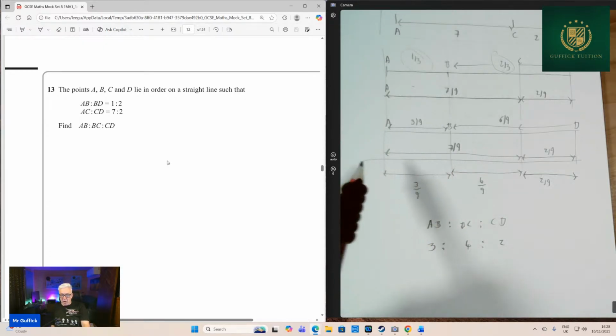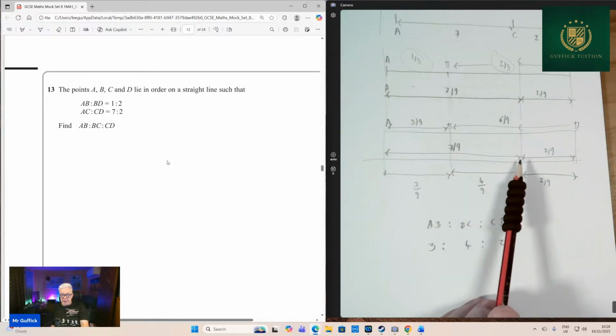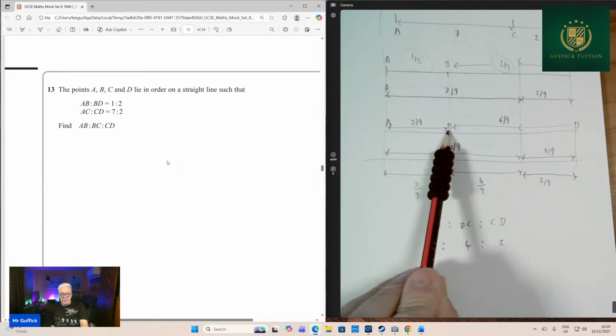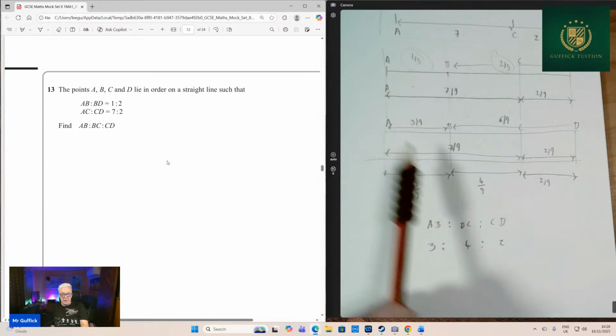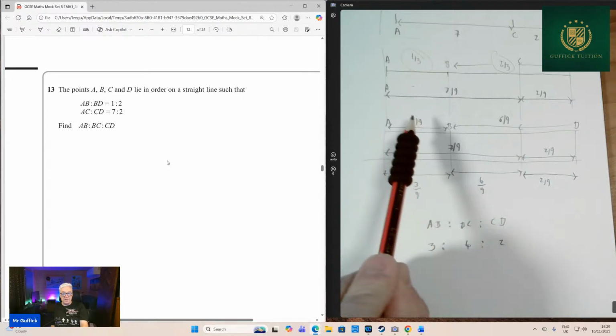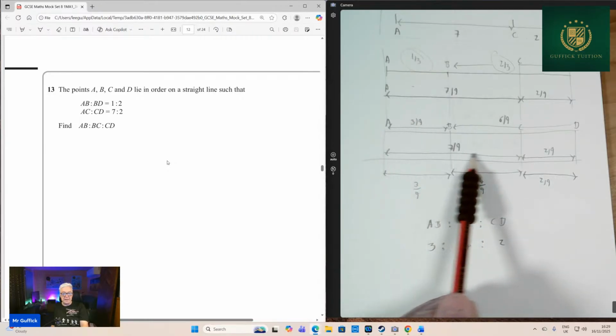So how does that help me? Well, it helps me a lot because I can see that this distance from here to here is 7/9. This distance from here to here is 3/9. So that means that this distance between B and C has to be 4/9, okay? Because 3/9 add 4/9 has to make 7/9.